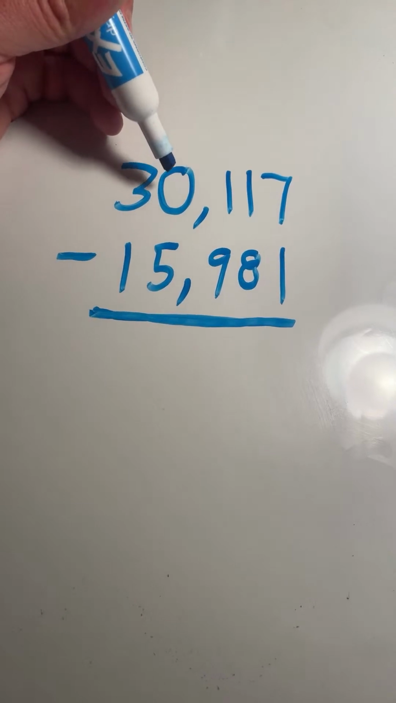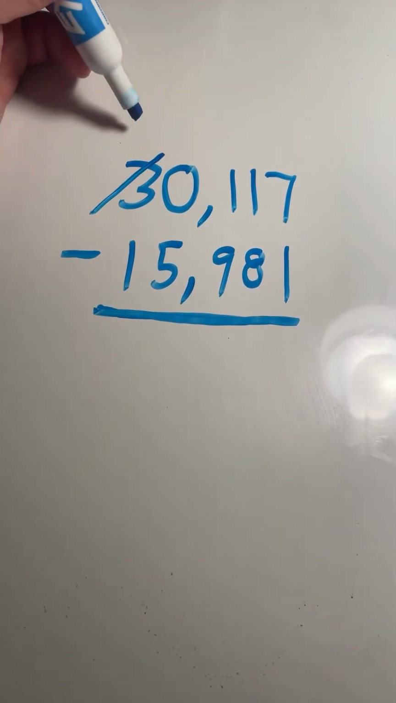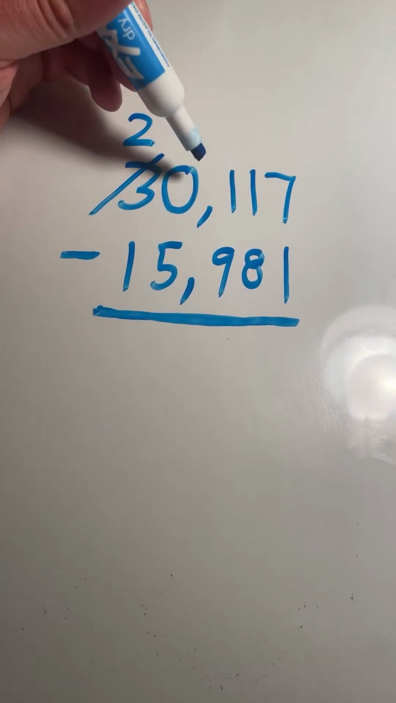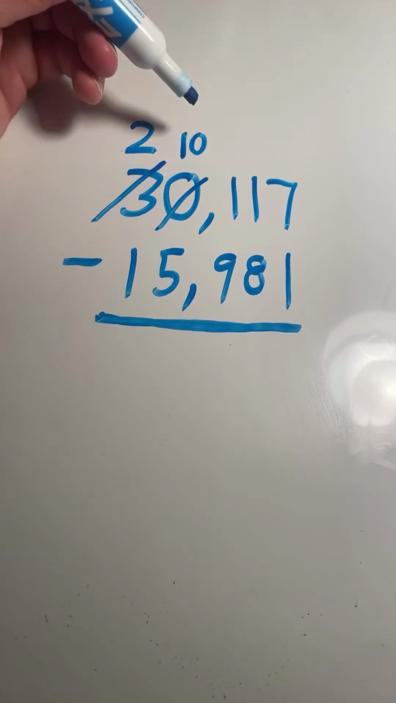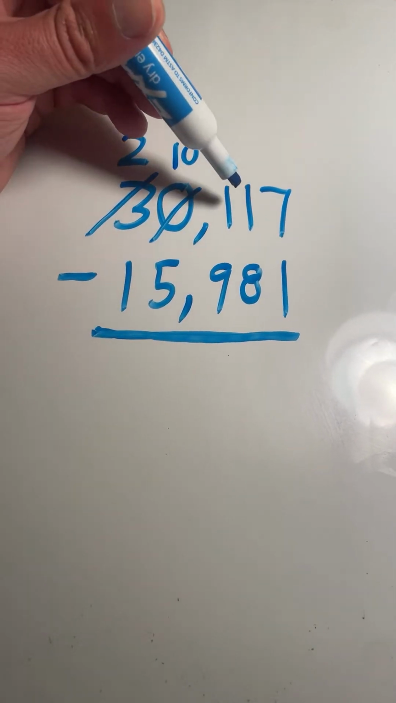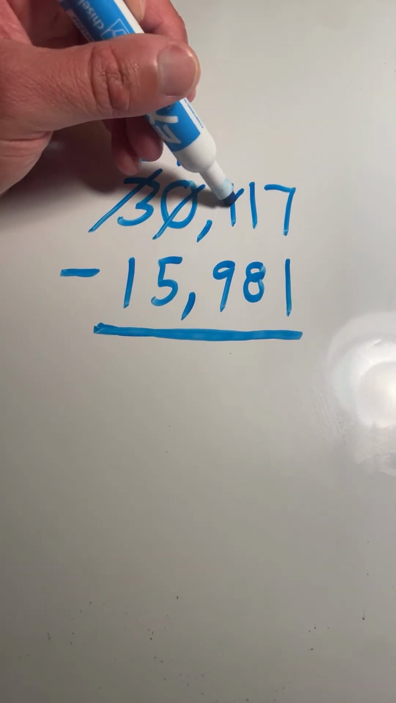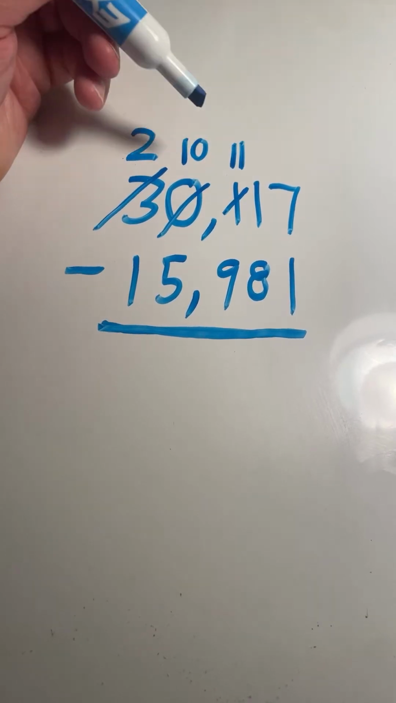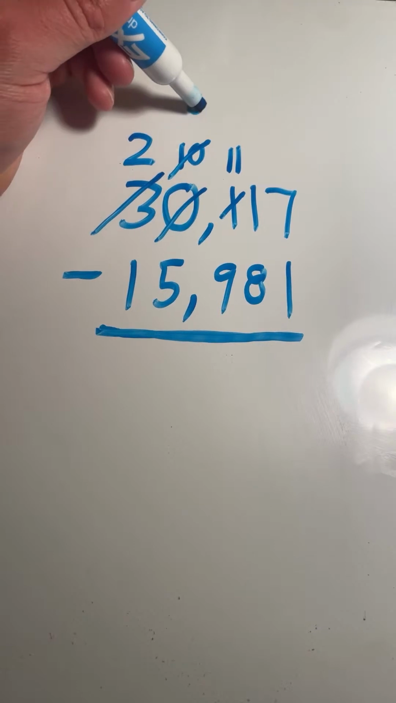So we have to regroup in the thousands place, so we're going to take a 10 from the 10,000s place. The 3 is going to become a 2, and that 0 is going to become a 10. Now we have to regroup in the hundreds place also. You cannot start out with 1 and take away 9, so that 1's going to become an 11. We always take 1 away from the column to the left, so that 10 is going to become a 9.